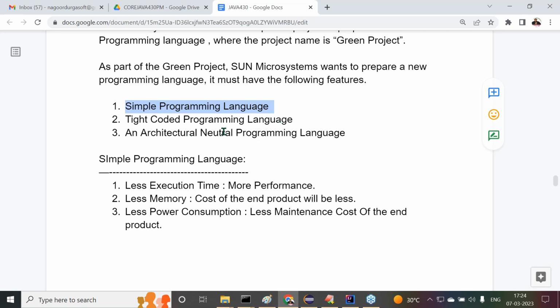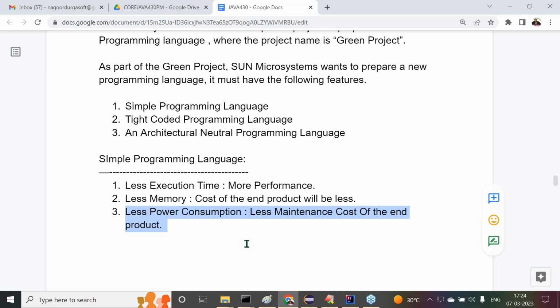How can you say the new programming language should be a simple programming language? How did Sun Microsystems define a simple programming language? They included three factors: less execution time, less memory, less power consumption. The advantage of less execution time is more performance. The advantage of less memory is less end product cost. Less power consumption means less maintenance cost for the end product.